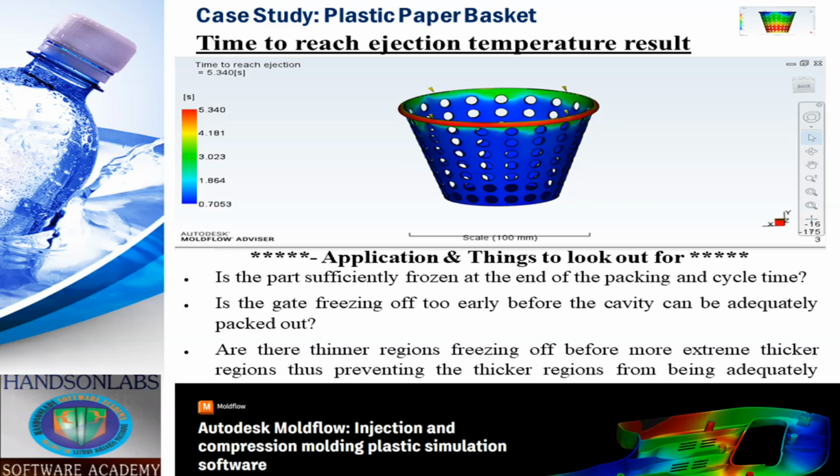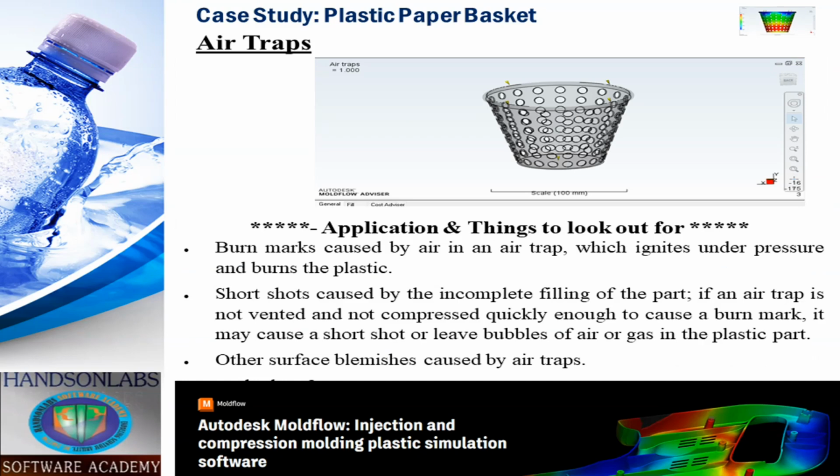Now let's talk about the air traps. Now the applications and the things to look out for under these include, but are not limited to, burning marks caused by air in an air trap, which ignites under pressure and burns the plastic. You might not want this to happen. So air trap result is a very good quality indicator for that. Then secondly, you have the short shots caused by incomplete filling of the part.